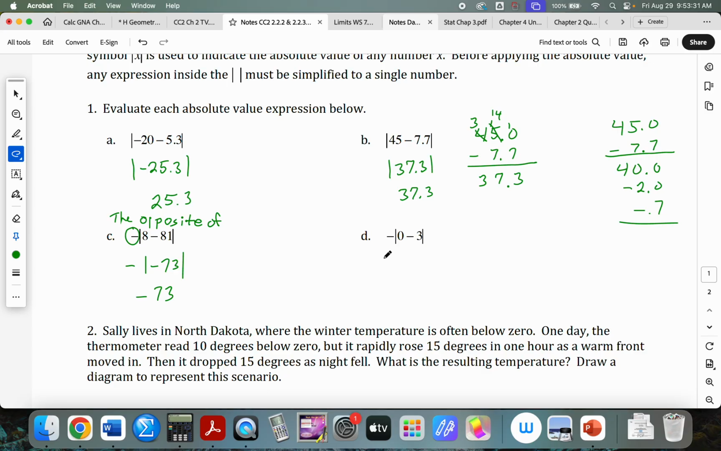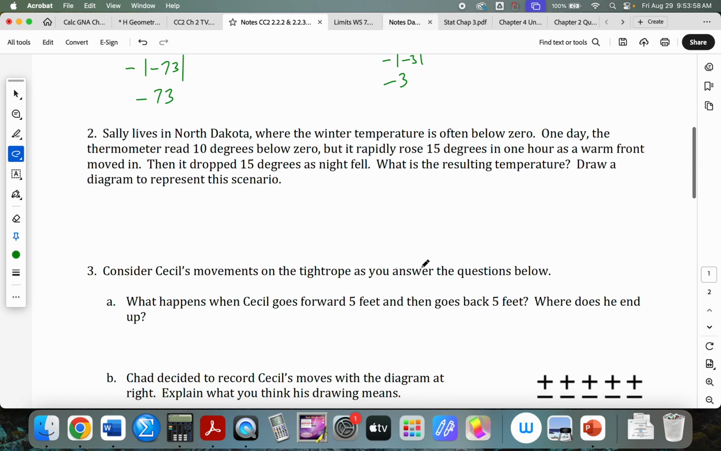So here, I'm going to have the opposite of 0 minus 3 is negative 3. What's the absolute value of negative 3? 3. So this is negative 3. All right. So let's move on.